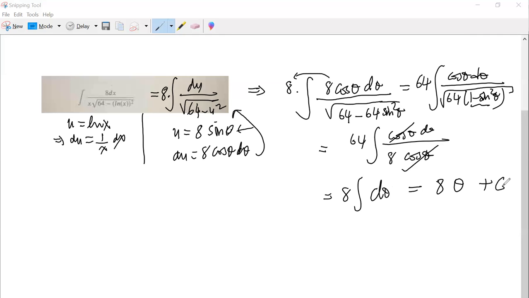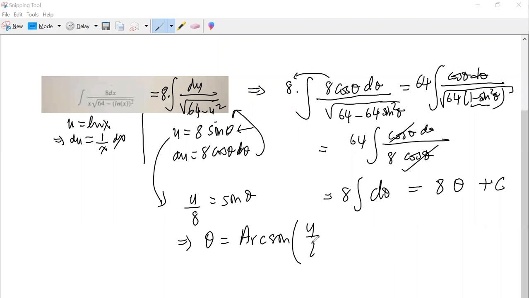So now I just need to find theta. From here, divide both sides by 8. That's u over 8 equals sine of theta, and then just take the inverse of both sides. So theta equals arc sine of u over 8. And u is this guy, so you can just put it back there.